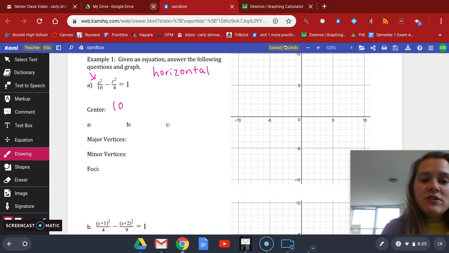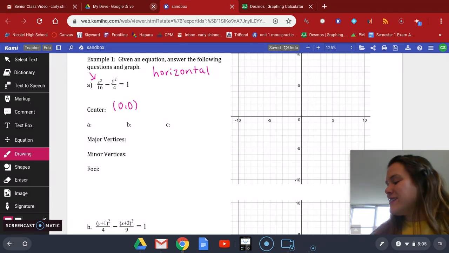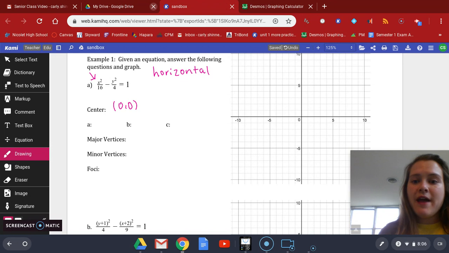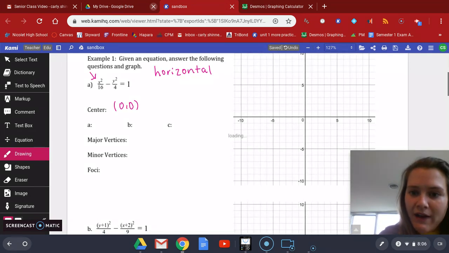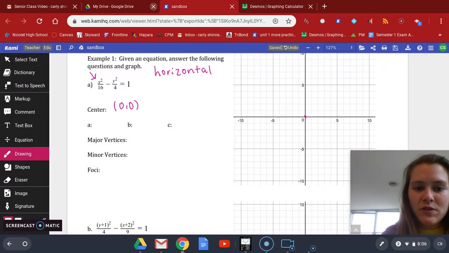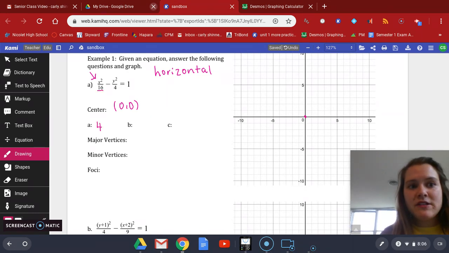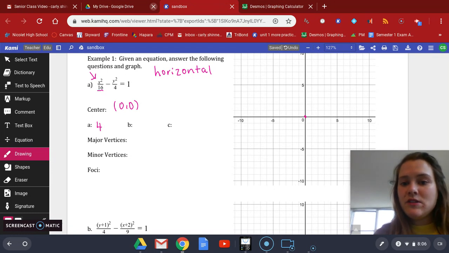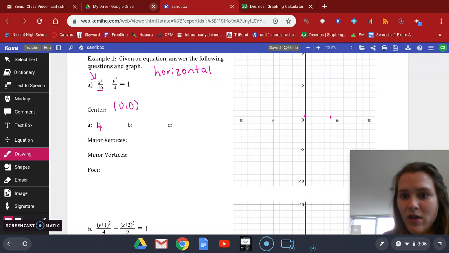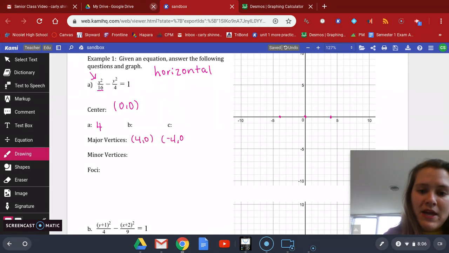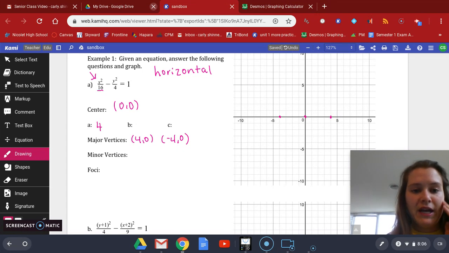So my center here is going to be 0, 0, since I'm not adding or subtracting anything, there's no h or k. So I'm going to mark that on my graph right away. So 0, 0 is my center. My a is going to be 4, since when I look under that x squared, I have 16. So that'd be 4 times 4. So I'm just going to go out 4 horizontally from my center. So that makes my major vertices 4 and -4.